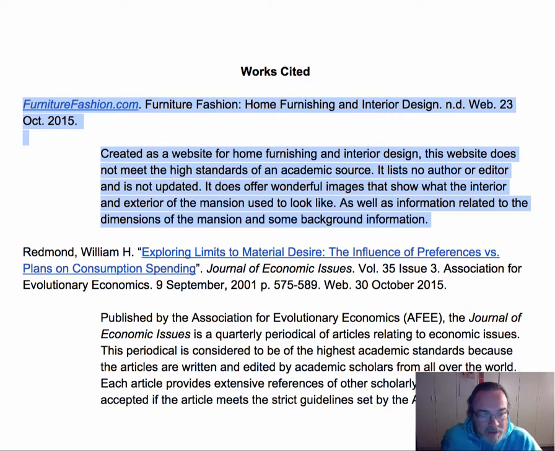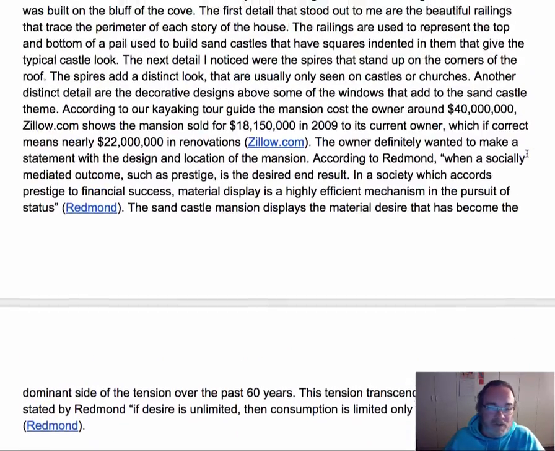And again, I think he really does a nice job because he says this website does not meet the highest standards of an academic source. And then he tells us why. It lists no author or editor and it's not updated. But he still uses it because it has wonderful images that show what the interior and exterior of the mansion used to be like. This is pretty much a perfect evaluation of a website that doesn't meet professional academic standards of credibility, but is still useful. And he explains why it doesn't meet those criteria and why it's still useful.